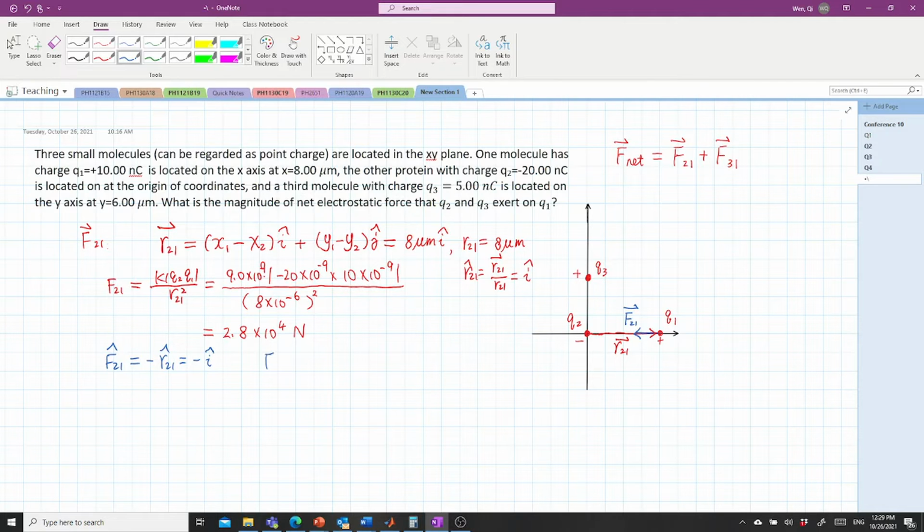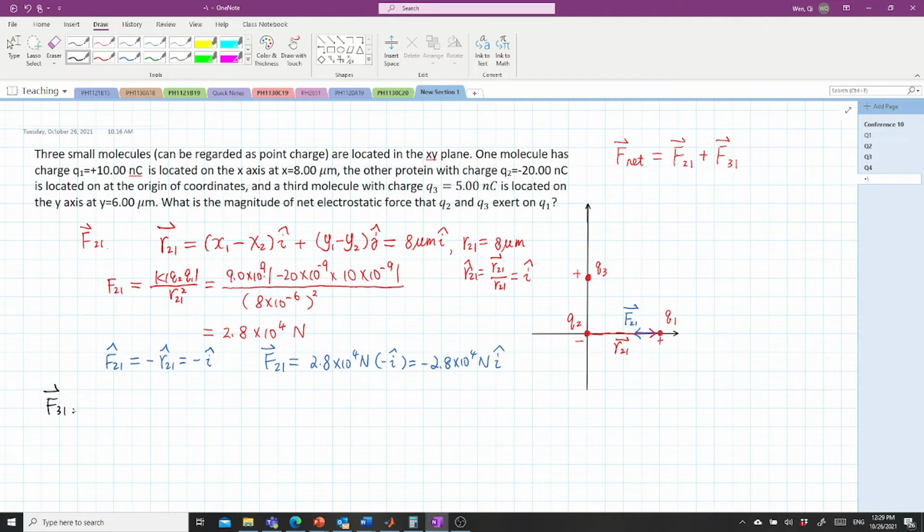Therefore, we can write out the force F21 in vector form. It will be 2.8×10^4 newtons multiplied by the unit vector, which is negative i hat. We can simplify it as negative 2.8×10^4 newtons in the i hat direction. Okay, negative component there. Similarly, we can apply the same steps to find the force F31.